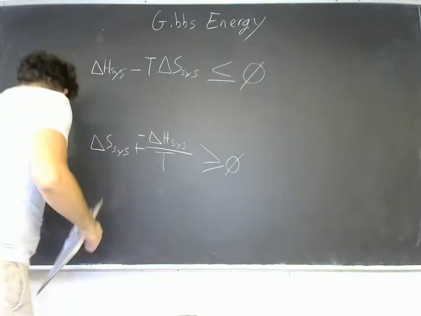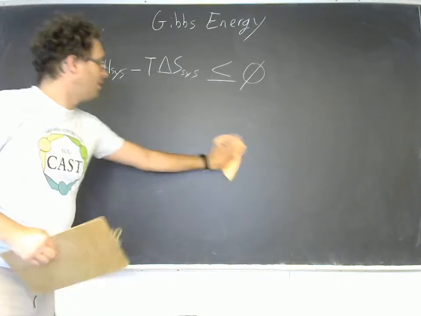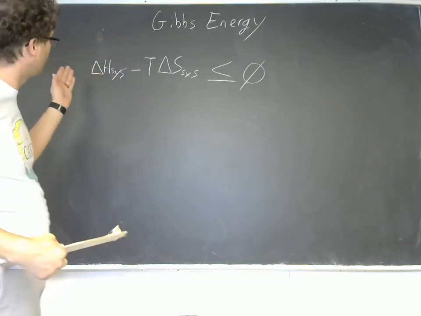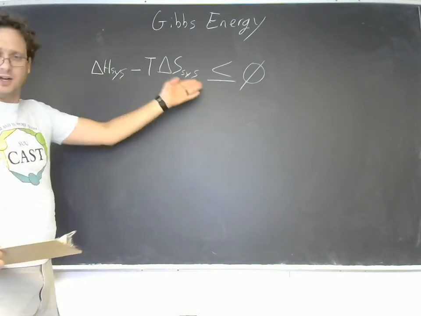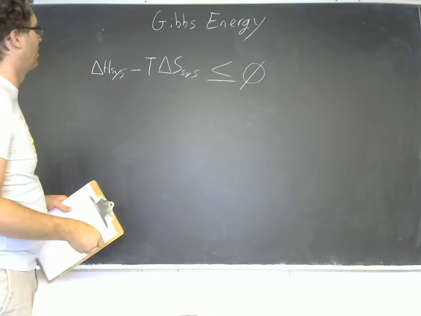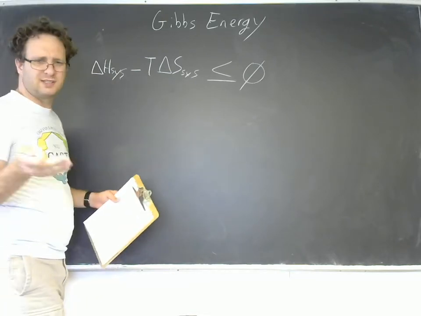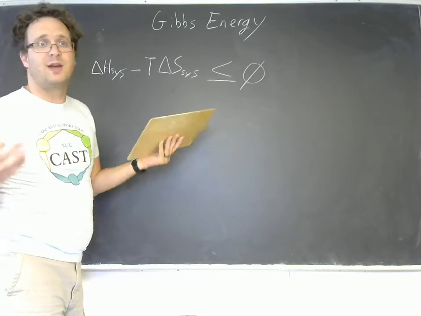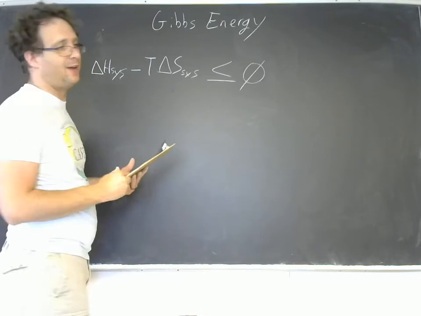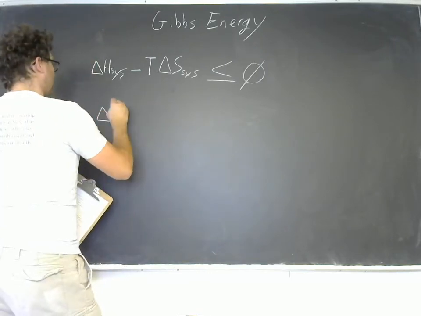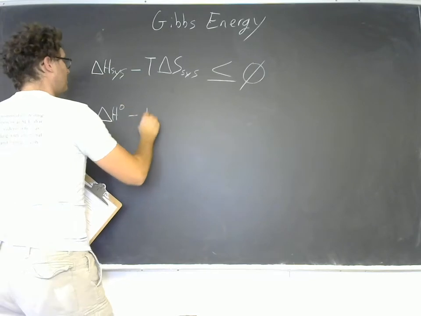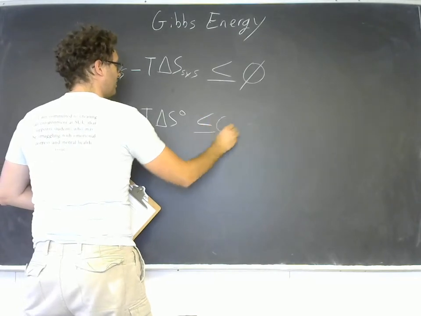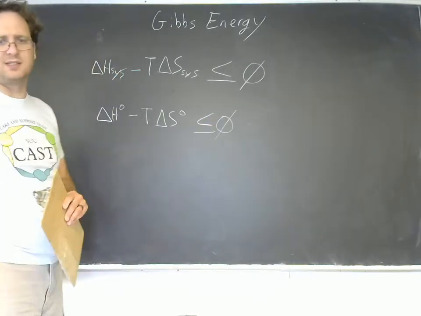And this is now a very important equation. So for spontaneous processes, delta H minus T delta S is less than or equal to 0. And we can go ahead and put this in standard states just so that we can use this equation with our tables of tabulated standard thermodynamic values. And so we'll say that delta H naught minus T delta S naught is less than or equal to 0 for spontaneous processes.